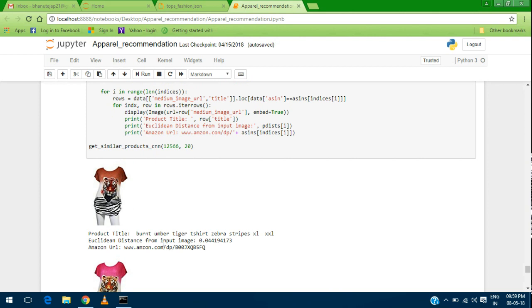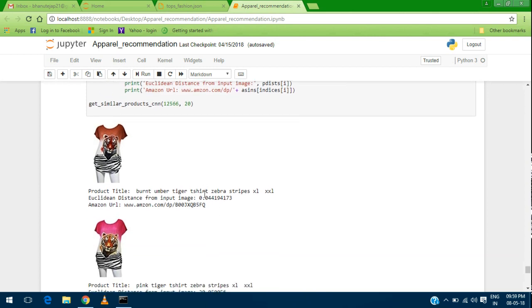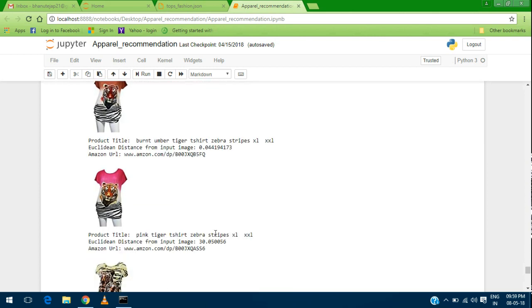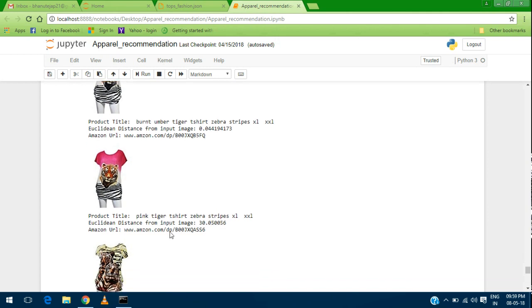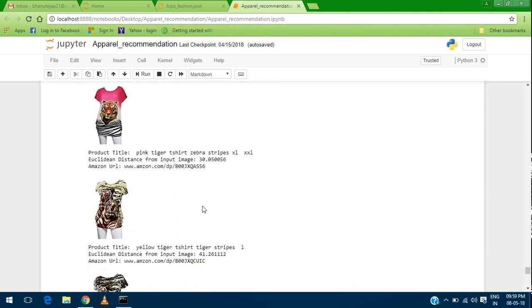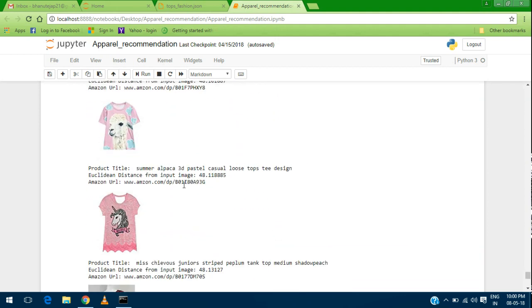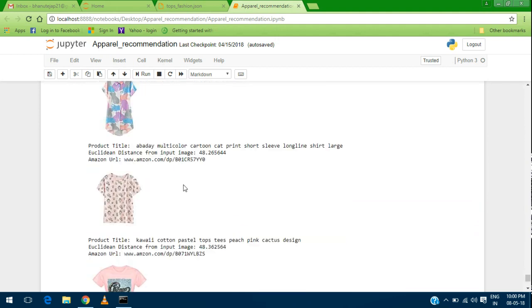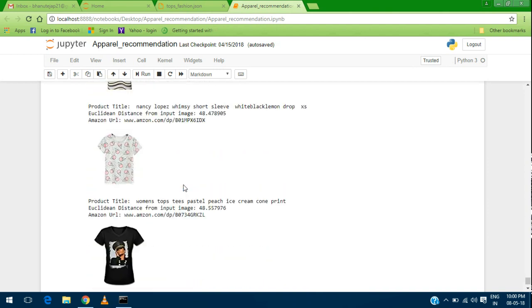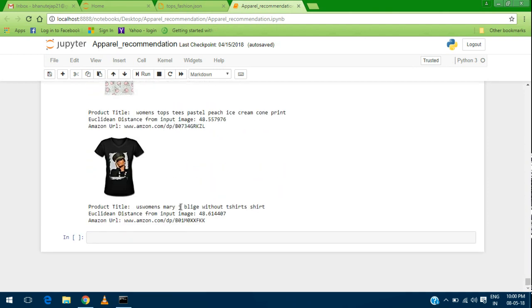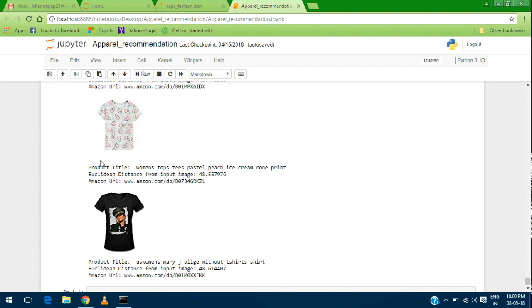So here we have Euclidean distance from the input image as 0.044, and here it is 30, and here it is 41. So it goes on increasing. So the product with the least Euclidean distance will be displayed first. In a similar way, we have these as our product recommendations using visual features based product similarity. So these are the final outputs. Here we even get some irrelevant recommendations.